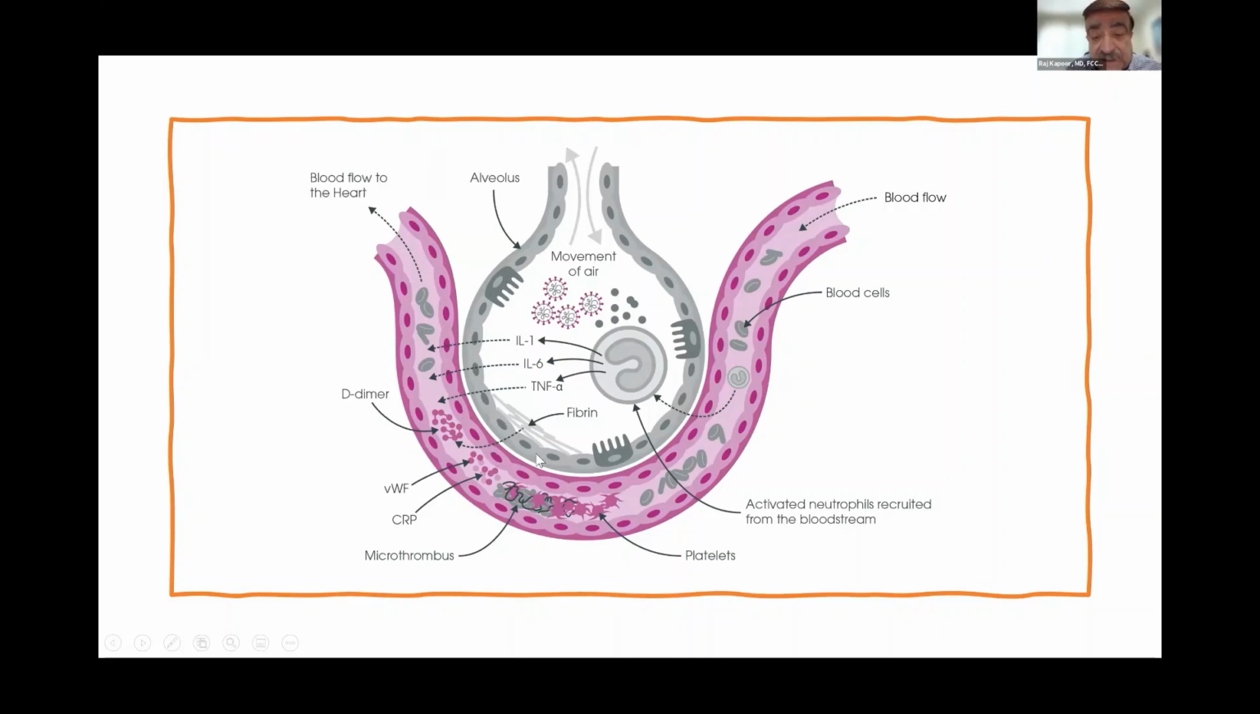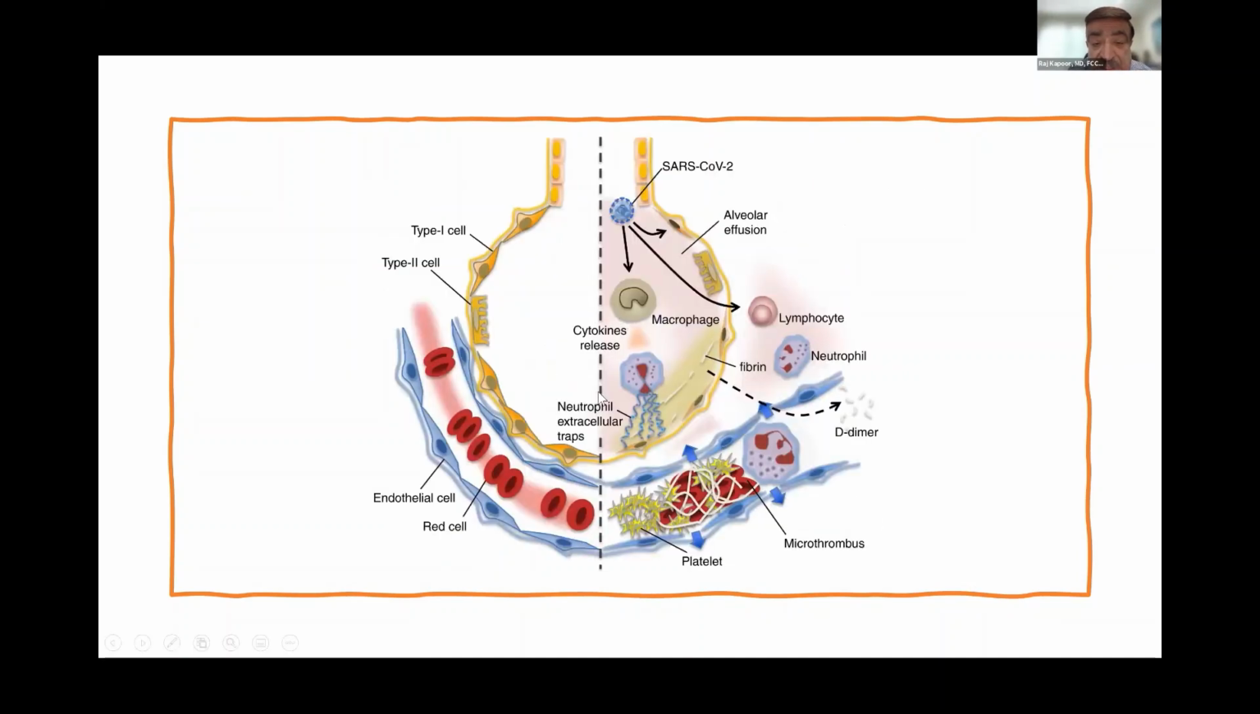Because of that, there will be shunting, because this alveolus will collapse, and yet there will be blood flow. So the oxygen will not be picked up because there is no alveolar air, whereas the circulation is still going on. This disconnect is called ventilation-perfusion mismatch. So as you can see, with SARS-CoV-2 coming in, there is destruction of the alveolar type 2 cell.